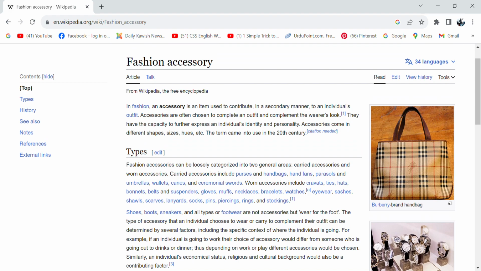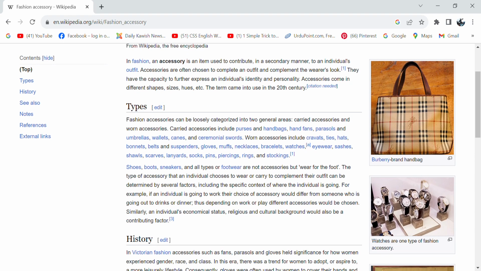Fashion accessory. In fashion, an accessory is an item used to contribute in a secondary manner to an individual's outfit. Accessories are often chosen to complete an outfit and complement the wearer's look. They have the capacity to further express an individual's identity and personality. Accessories come in different shapes, sizes, hues, etc. The term came into use in the 20th century. Types.